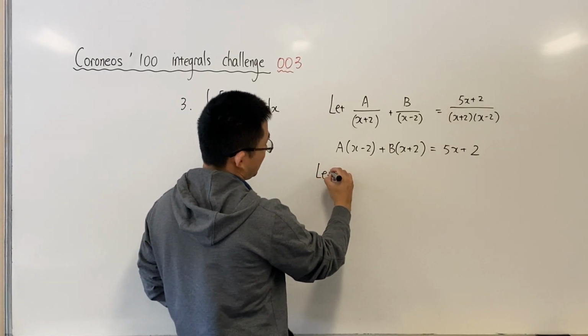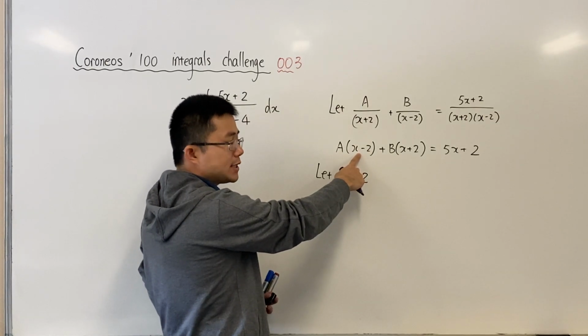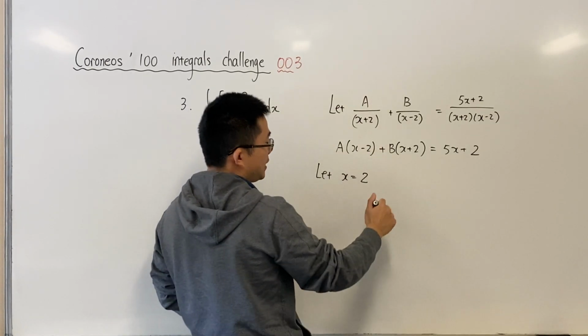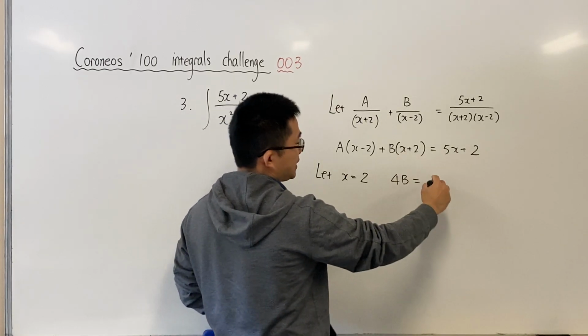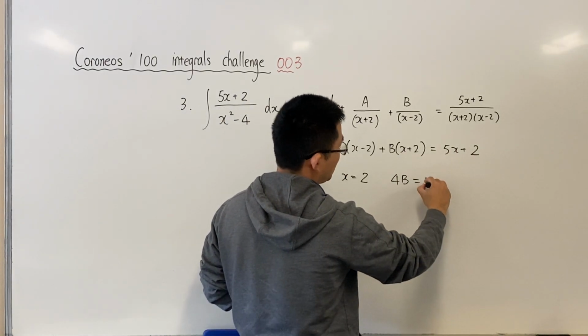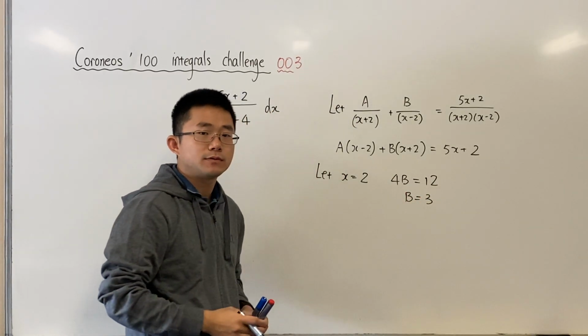So let x equal 2. So we can get rid of the brackets here, right? That becomes 0. So we have 4B, 2 plus 2 is equal to 4. 4B is equal to 10 plus 2, which is 12. And then B is equal to 3.